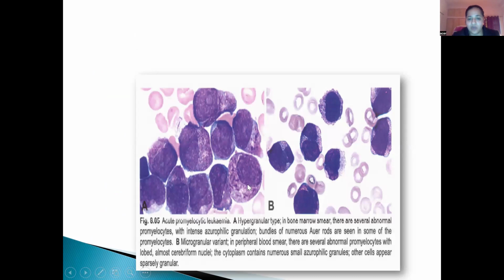As you can see, there are many increased granules inside and bundles of numerous Auer rods can be seen. Okay, and the cells with bundles of Auer rods are called Faggot cells. Now these APML cells are called buttock shaped cells. You appreciate the two buttocks. They have less eosinophilic granules, but they have a predominant buttock shape, that is, two lobed type of cells. Okay.